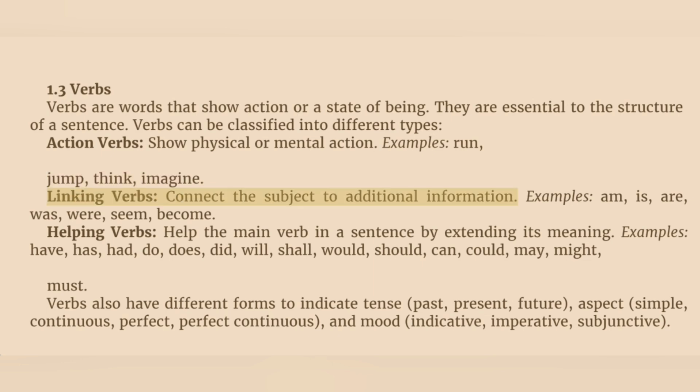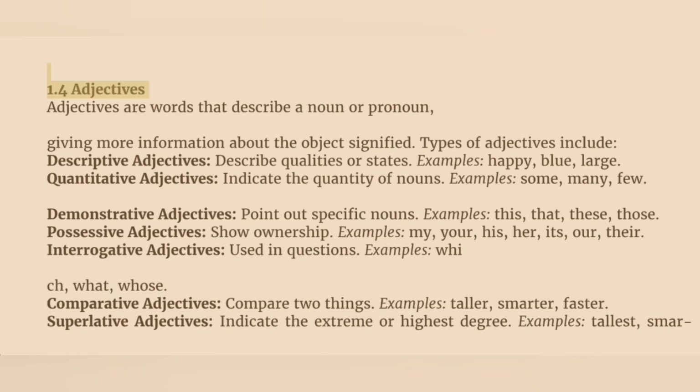Linking verbs. Connect the subject to additional information. Examples: am, is, are, was, were, seem, become. Helping verbs. Help the main verb in a sentence by extending its meaning. Examples: have, has, had, do, does, did, will, shall, would, should, can, could, may, might, must. Verbs also have different forms to indicate tense: past, present, future; aspect: simple, continuous, perfect, perfect continuous; and mood: indicative, imperative, subjunctive. 1.4 Adjectives.